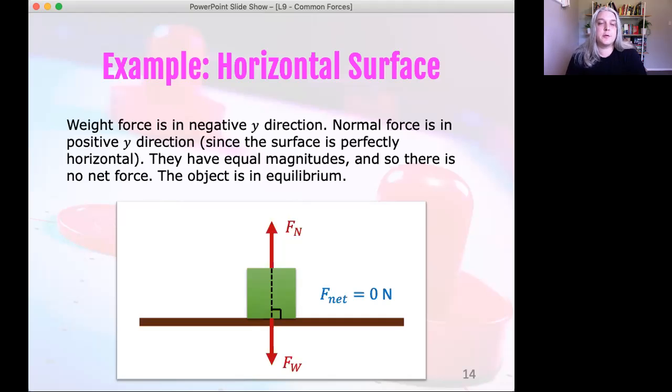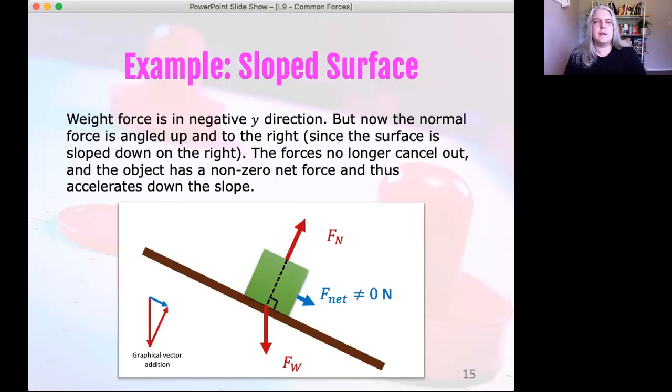So if that surface is perfectly horizontal and the object is not moving and there's no other forces involved, then the normal force and the weight force will always be equal and opposite. They will always be equal and opposite, and that will keep the object at rest sitting on that surface. However, when we've got a sloped surface, we can't just make that same assumption that the normal force is equal and opposite to the weight force, because indeed it won't be.